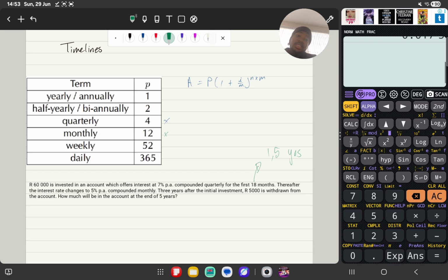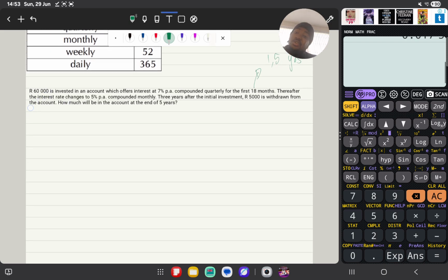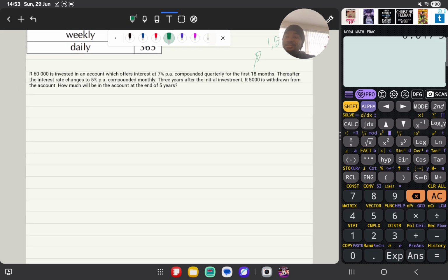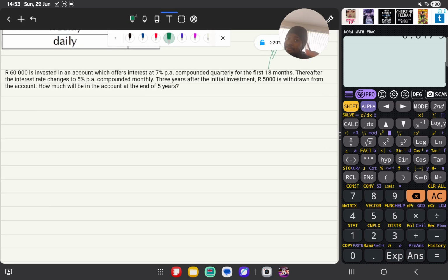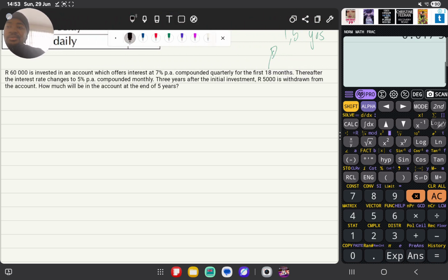I think after this example, we will be ready to move to the next topic. So let's cook this one. So first thing first, you draw your timeline. You draw your timeline. So let us do that.